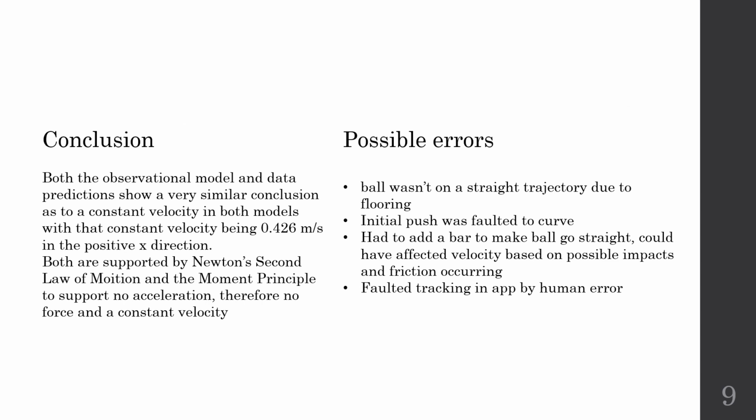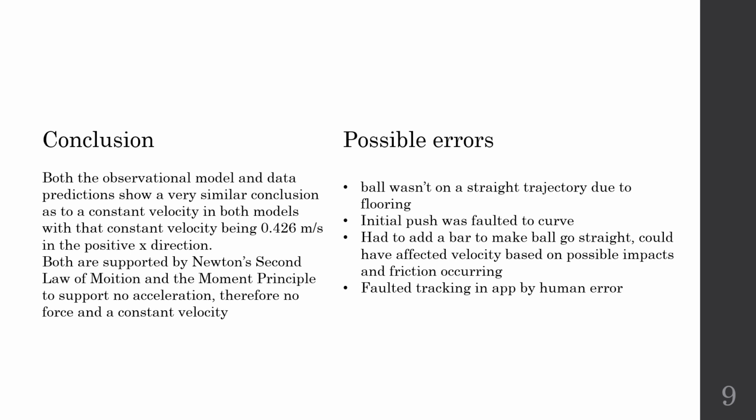In conclusion, both the observation and predicted experiments support a constant velocity in the system that are justified by Newton's second law of motion and the momentum principle, as these void acceleration and a change in velocity respectively. From reflecting on this experiment, some errors that could have occurred to alter the data would have been the ball not moving in a straight trajectory based off human error and the initial push.